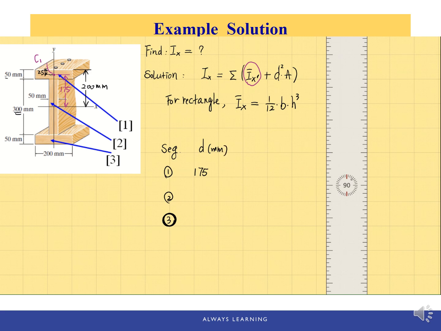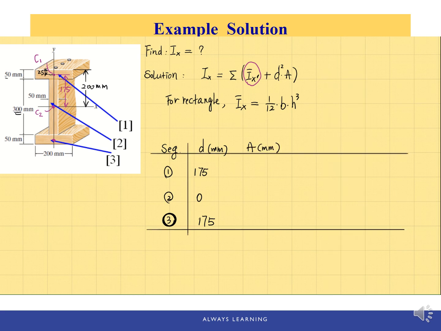For area number 2, the centroid is in the center, and since the x-axis passes through the center of the overall section, which is also the center of the second area, this is C2. Therefore, the distance between C2 and the x-axis is 0. And next, area number 3. Area number 3 is the same as area number 1, and those two areas are symmetric about the x-axis. Therefore, it has exactly the same value as area 1, which is also 175 millimeters.